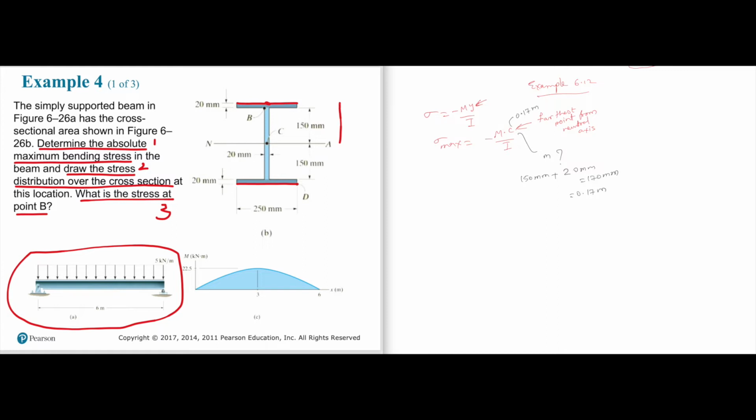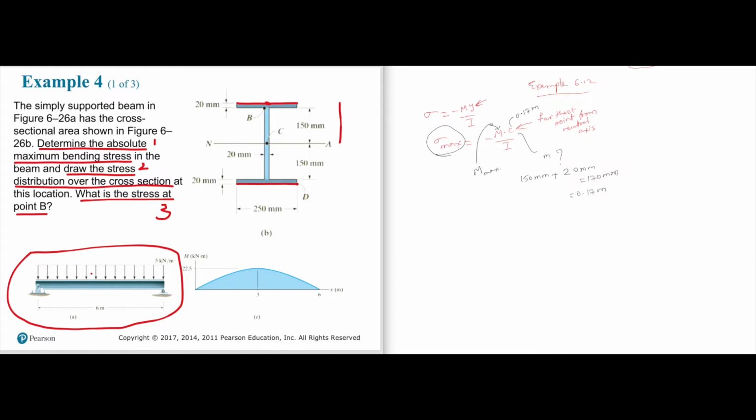What is M? Because look at this carefully. We are asking for maximum bending stress. That means M should be maximum bending moment. Where is the maximum bending moment in the beam? To find that, we have to draw the bending moment diagram. And luckily, your bending moment diagram was given. But even if it's not given, you should be able to draw it.